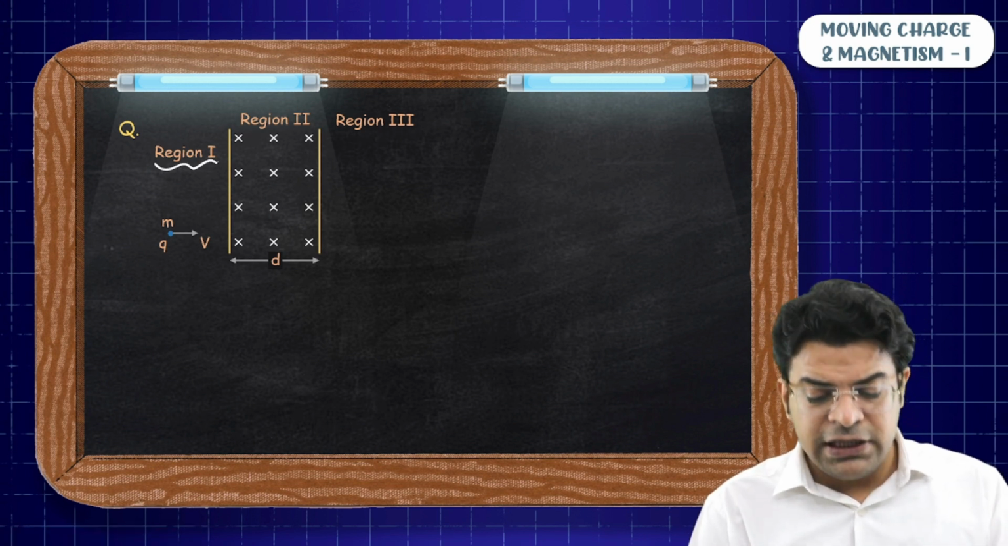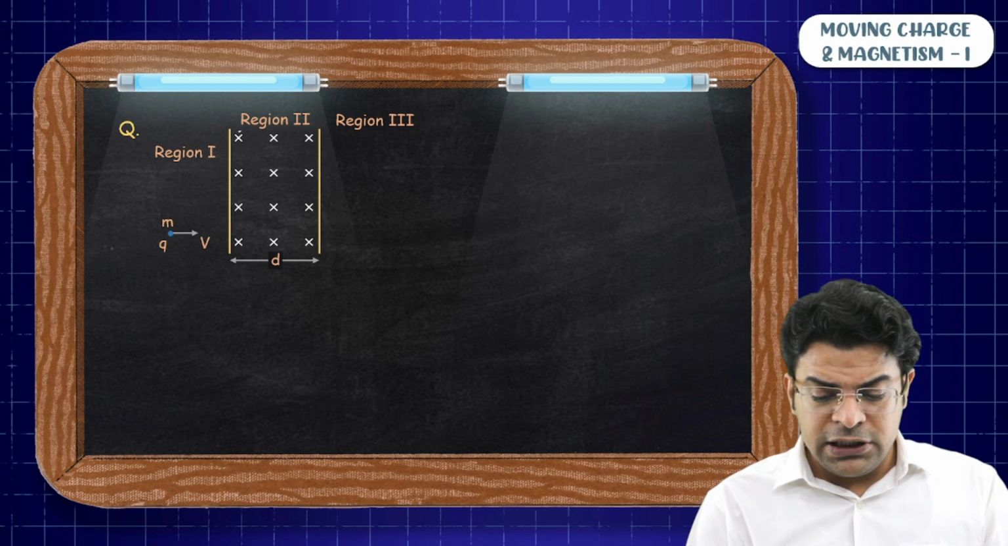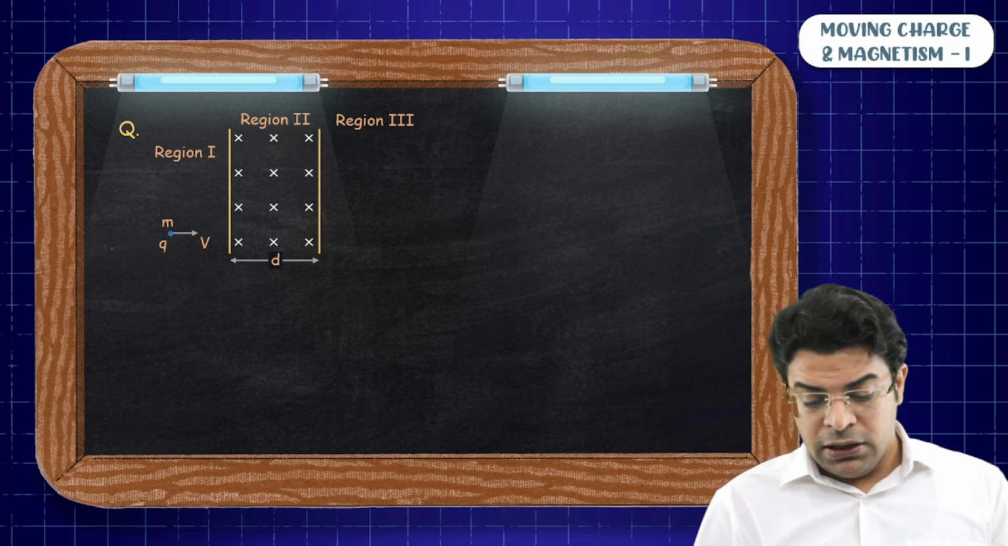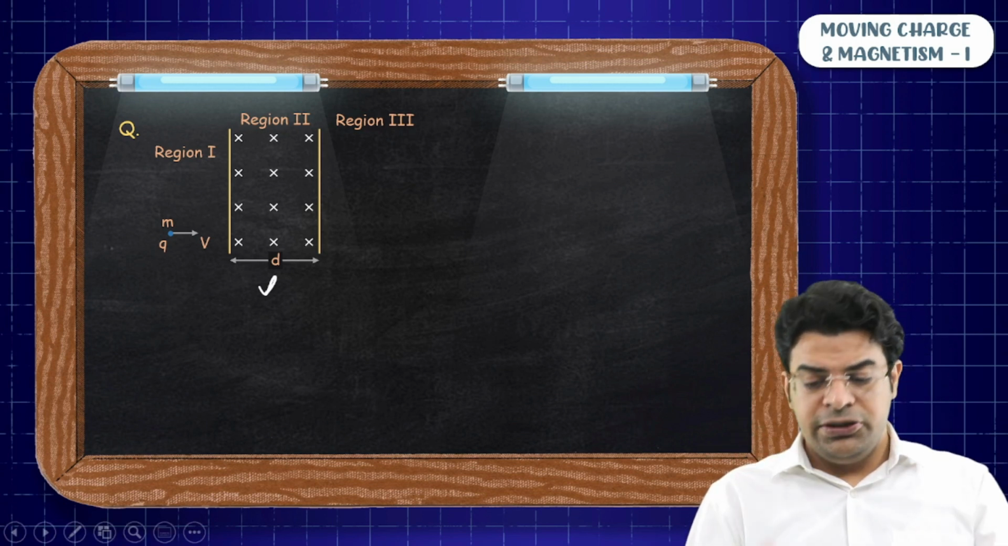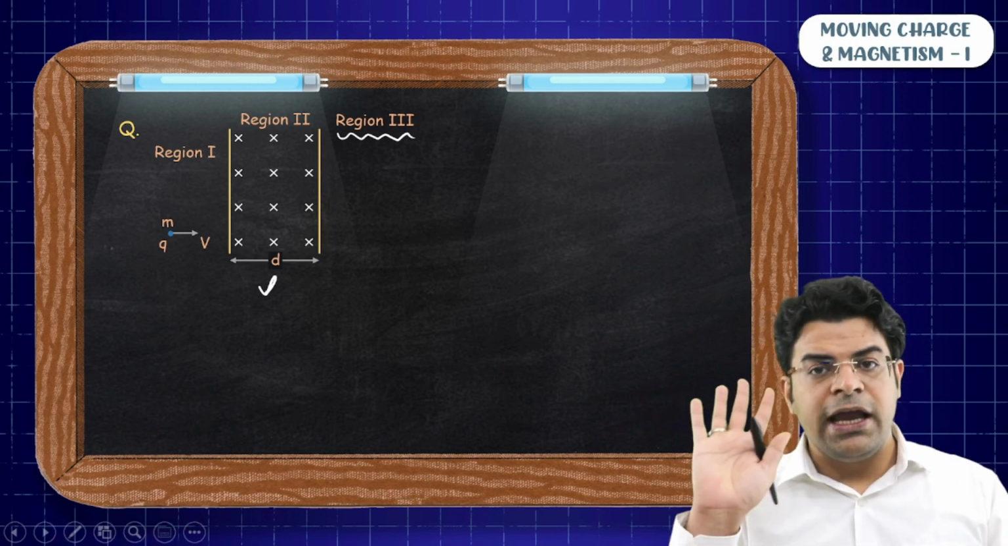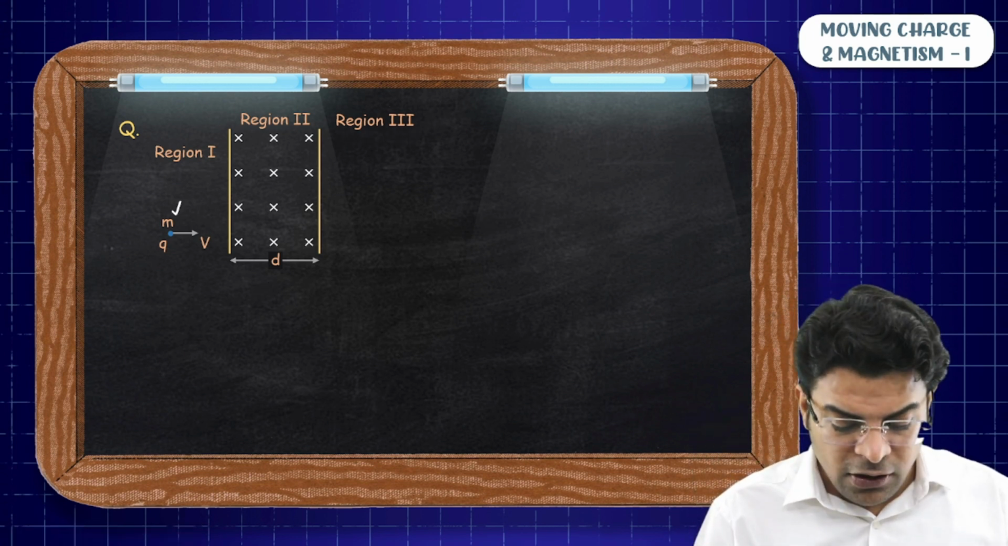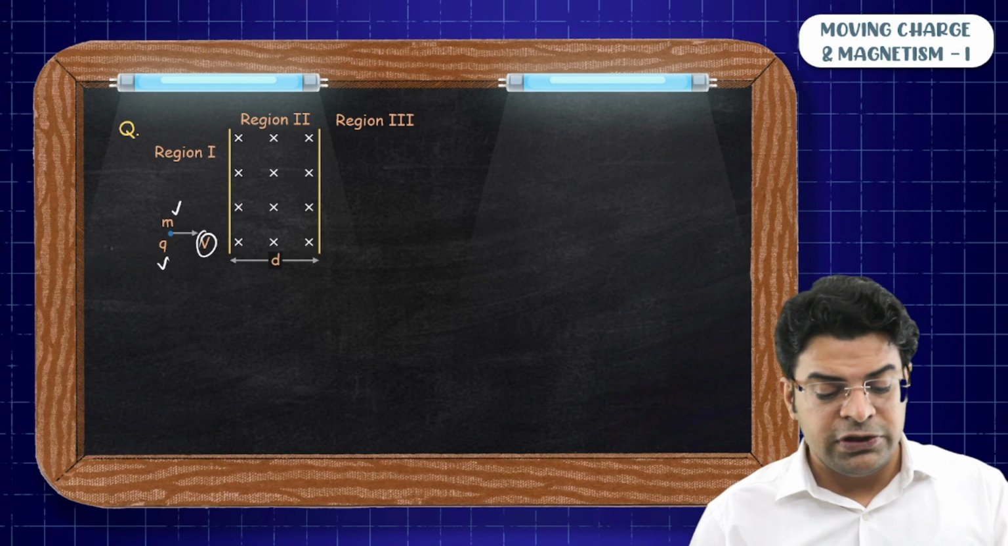In region 1, there is no magnetic field. In region 2, there is an inward magnetic field of field strength B. Region 2 has a thickness d, and then there is region 3 again where there is no magnetic field. A charged particle of mass m, charge q, moves with a velocity v.